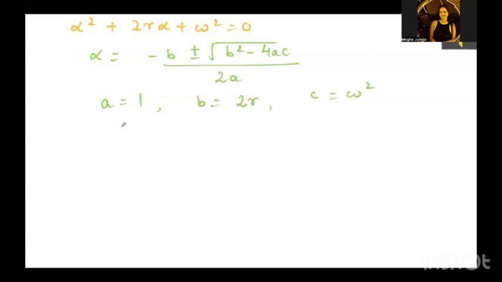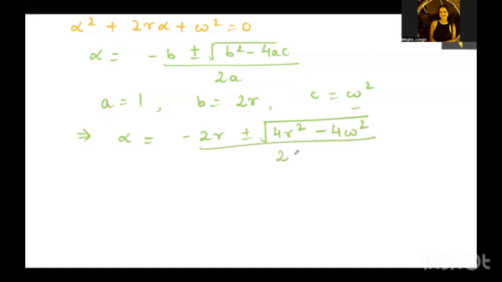So now let's substitute these values. That implies alpha will be equivalent to minus of 2r plus minus under root of, so 2r square, that means we can write 4r square minus 4ac, where a is 1 and c is omega square, so 4 omega square, over twice of a. Twice of a means 2 times 1, which is going to be 2 itself.